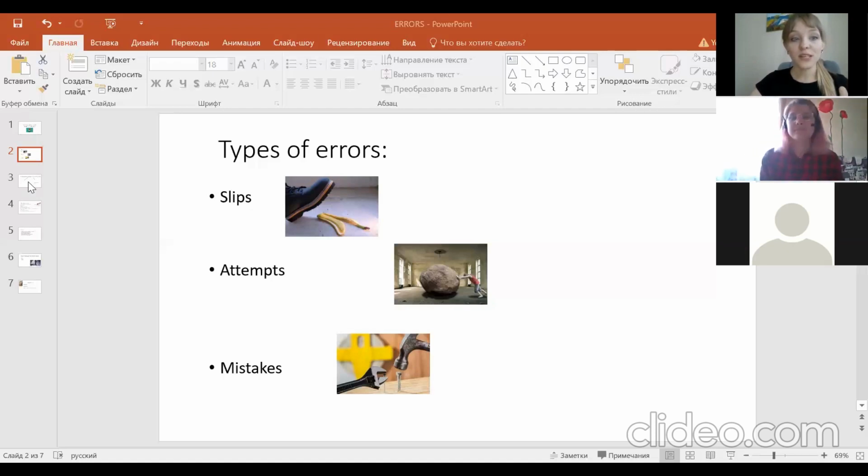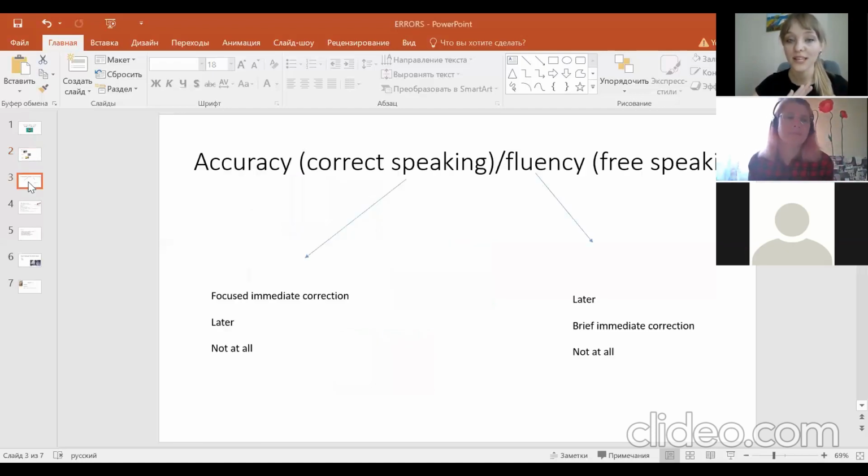And to put it short, when to correct mistakes, we will look at this brief thing. So we have two points here. Accuracy, it's like correct speaking. By the way, I'm only talking about speaking and not writing today. So we want our student to speak correctly.